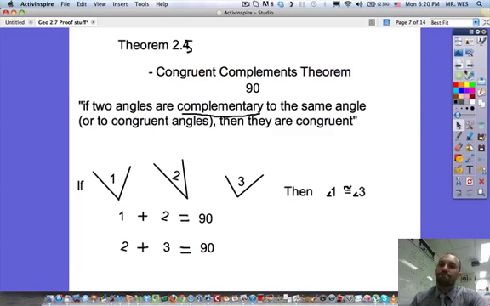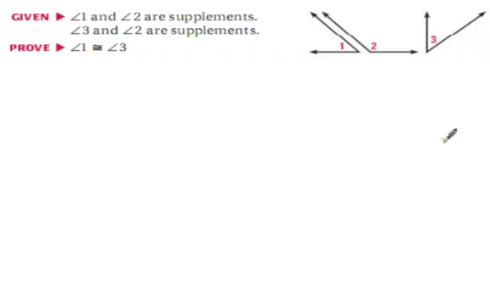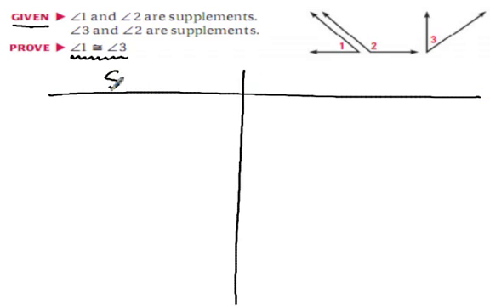All right, cool. The recording on the last one was messed up, so I'm going to do a different recording type. Let's look at this problem, and we're going to start with the given. We're talking about supplements. We're going to prove that angle 1 is congruent to angle 3. Start out here with the statements, and then we start with the reasons.